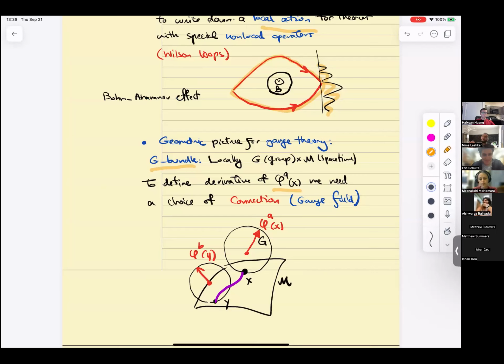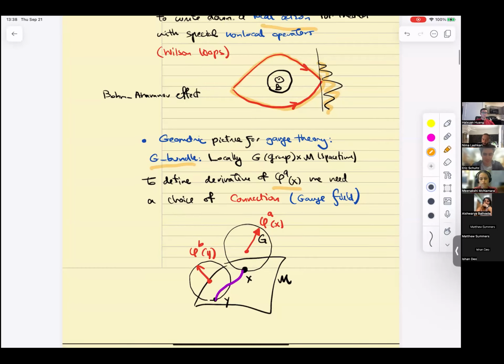It's in a representation of the group. That's what I should have said. Now, we said that if you want to define derivatives, as we usually do in physics, to write down local actions, you can't do that unless you introduce a notion of connection. This connection is a notion of a gauge field.